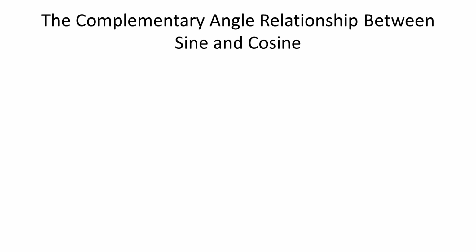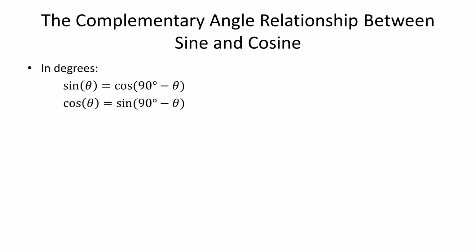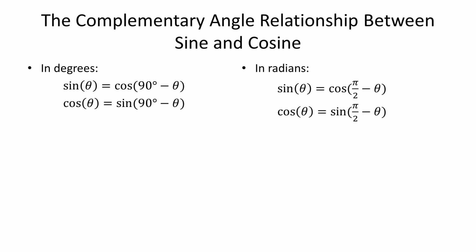Now, I'm going to be going over the complementary angle relationship between sine and cosine. In degrees, it states that sine of theta is equal to cosine of 90 degrees minus theta, and cosine of theta equals sine of 90 degrees minus theta. In radians, it states that sine of theta is equal to cosine of pi over 2 minus theta, and cosine of theta is equal to sine of pi over 2 minus theta. Remember that 90 degrees equals pi over 2 radians.